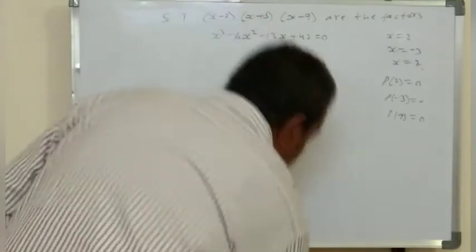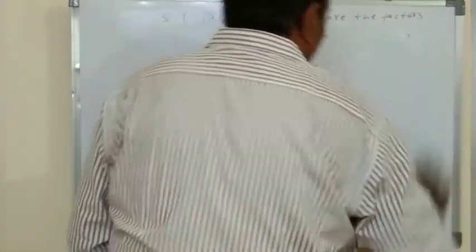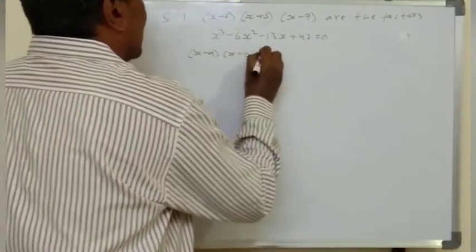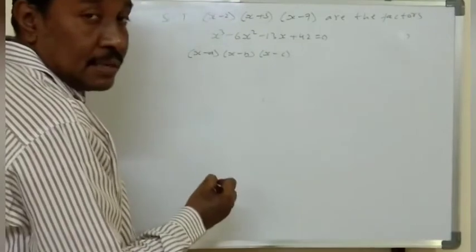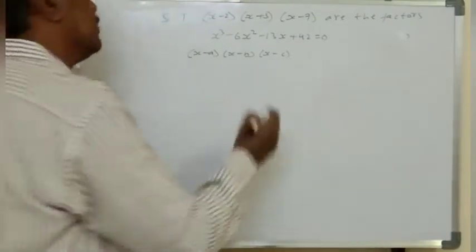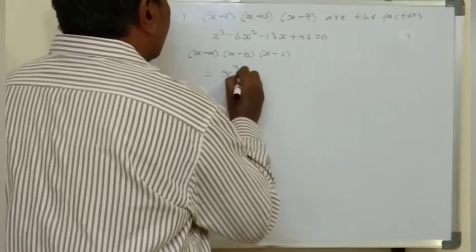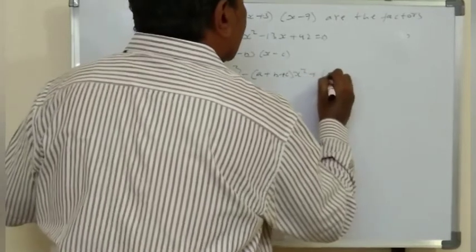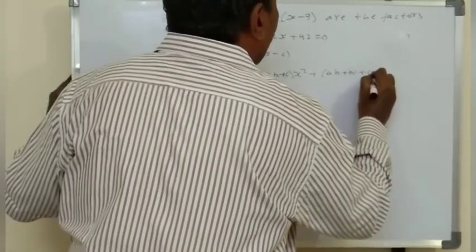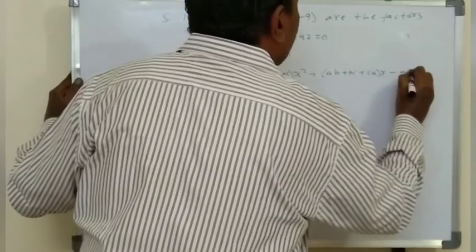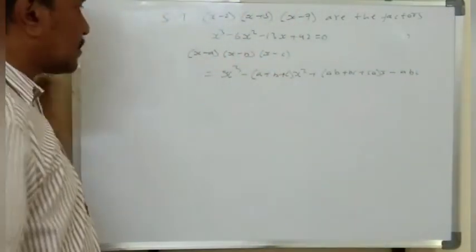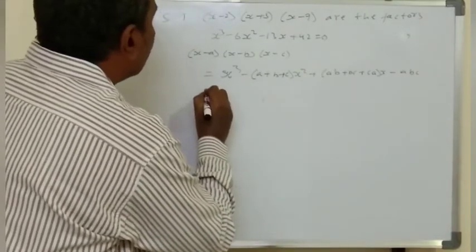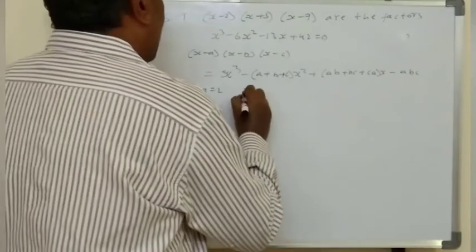Another method is, I already told you, if x minus a, x minus b, x minus c are the factors, how to form a polynomial, that is x cube minus a plus b plus c of x square plus ab plus bc plus ca of x minus abc. This is another method. So in place of a, 2 is there. That means a is equal to 2.